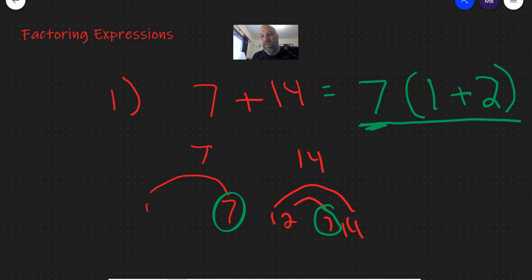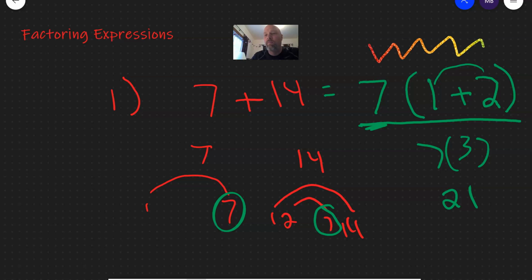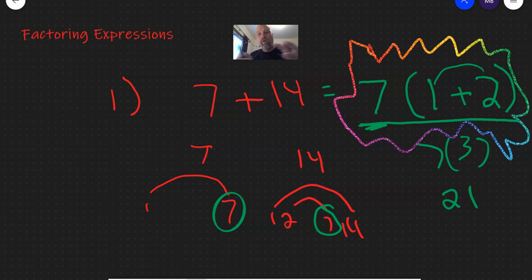That's what they look like. Now, some of you are going to say, well, wait, I can combine these terms. 7 times 3 is 21. I know. And I know you know. But the answer is this. This is what we're looking for because later on in algebra, remember we're trying to pull things apart to make these puzzles easier. So let's take a look at another example.